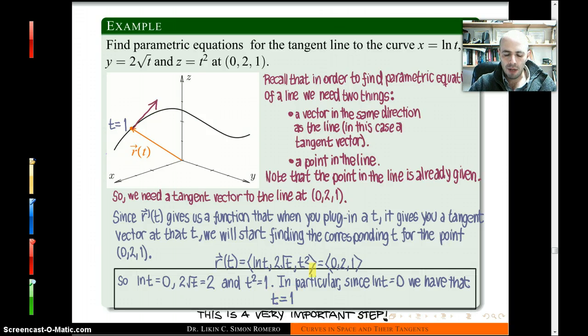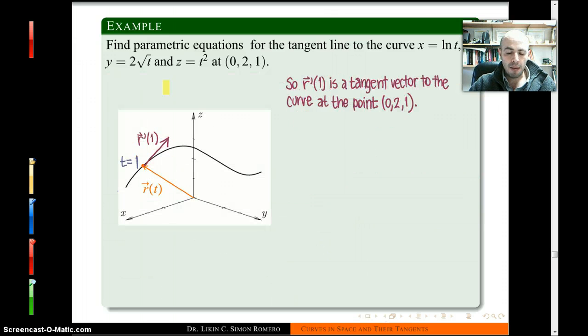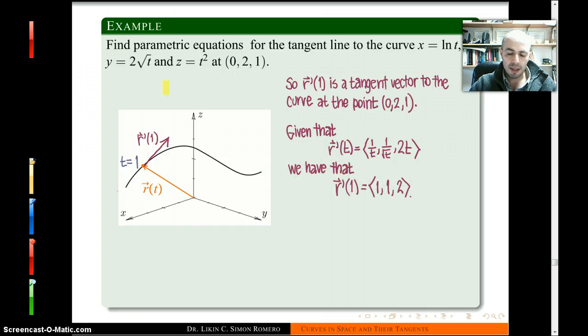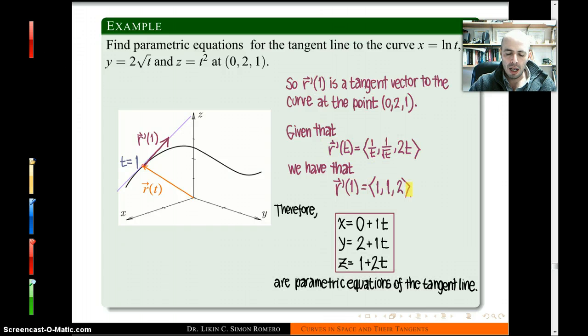Once we have t equal to 1, remember this is a very important step, because everything that we do with vector functions is going to be associated to the parameter t. So r'(1) is a tangent vector to the curve at the point (0, 2, 1). Given that r' is equal to that vector function, we have that r'(1) is equal to that single vector. Notice that this is a vector function, and when we plug in t equal to 1, we obtain a single vector. That is the thing that we need in order to find the parametric equations of the tangent line. So at the end we obtain that these are the parametric equations of the tangent line.